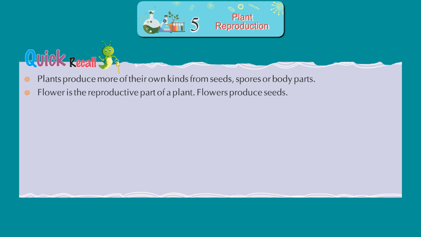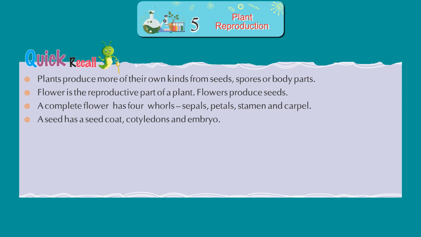Flower is the reproductive part of a plant. Flowers produce seeds. A complete flower has 4 whorls: sepals, petals, stamen, and carpel. A seed has a seed coat, cotyledons, and embryo. A seed requires air, moisture, and warmth to germinate.